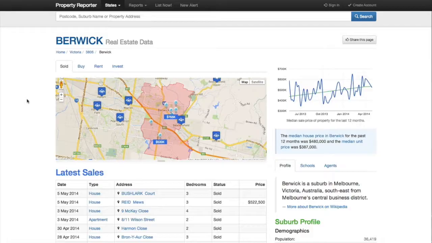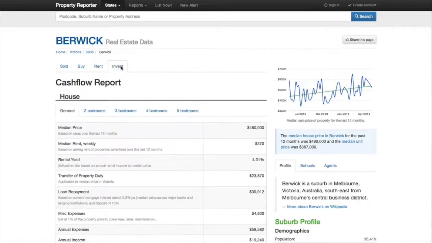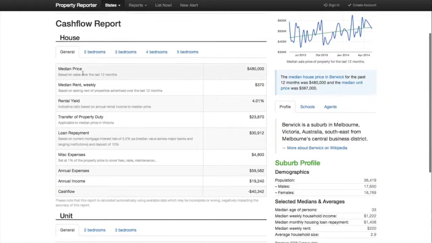But what I really like about this site is that if I'm thinking of investing in this suburb, all I have to do is jump straight into invest. And if you look at it, it talks about median price, median rent, weekly rental yield, transfer of property. If I transfer a property which has a median value of 480, it's going to cost me 23 grand just in stamp duty. If I take out a loan, it'll be another 30,000 depending upon the criteria they've put in here. Miscellaneous expenses, annual expenses, and it tells me about cash flow. That's the part that I really like.